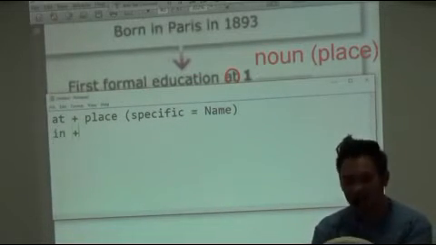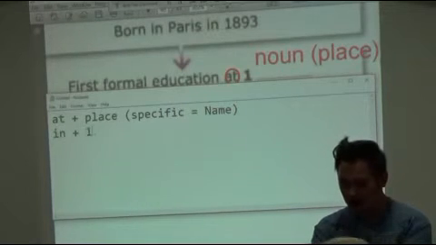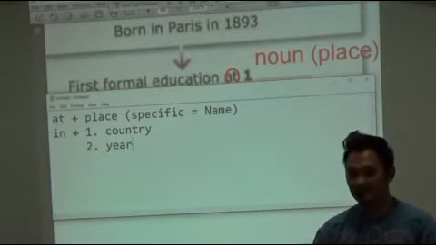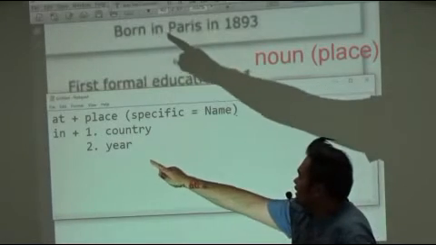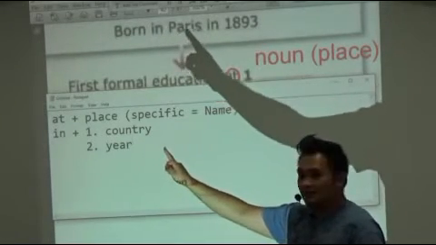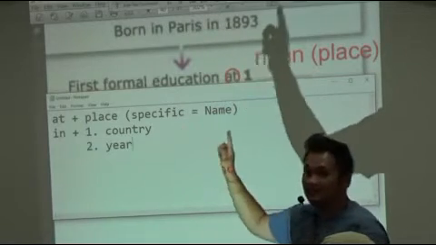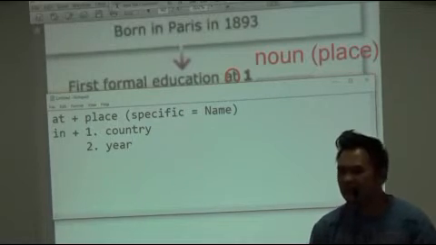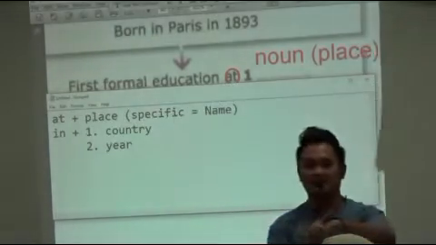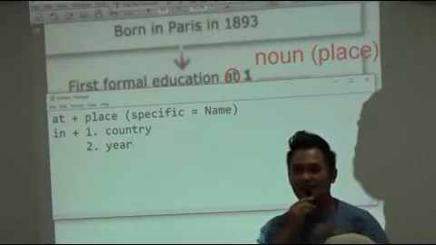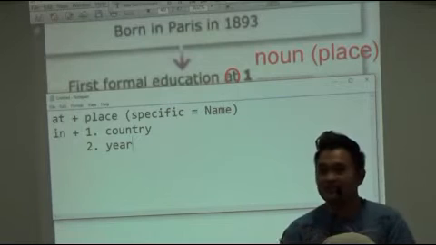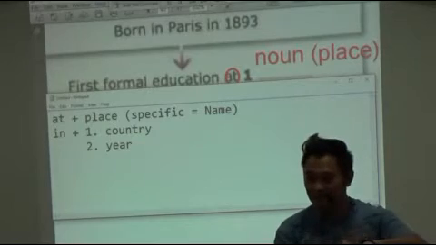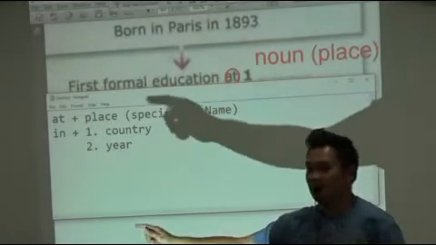If you have in, there are 2 options. Number 1, it could be a country, or number 2, it could mean year. Have a look at this example. Born in Paris, in Paris, in year, isn't it? So 2 possible options. Sometimes when we're talking, we use at for time. Everybody say at. 3 o'clock. At 6 p.m. Never. In reading test, they will never ask you time. It's always at, place name.